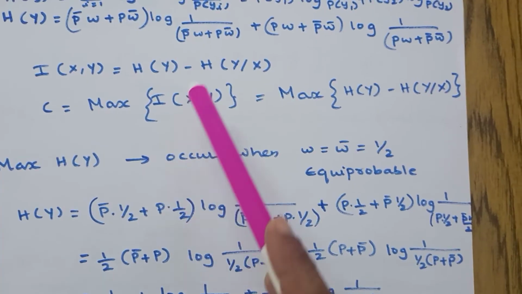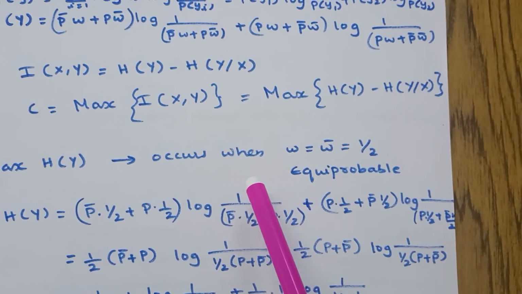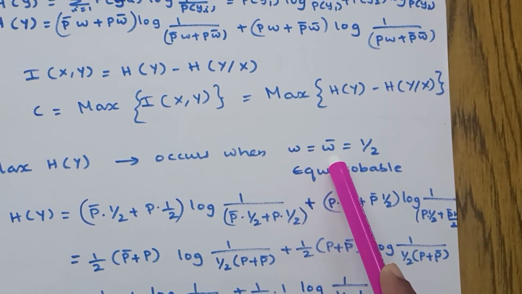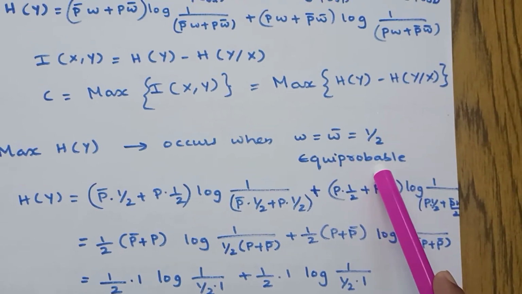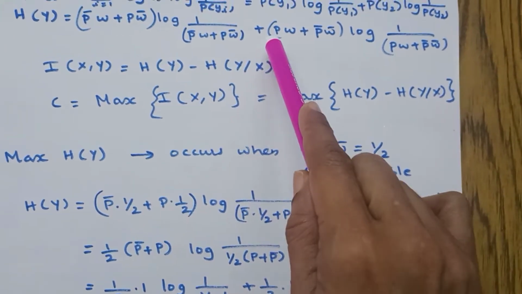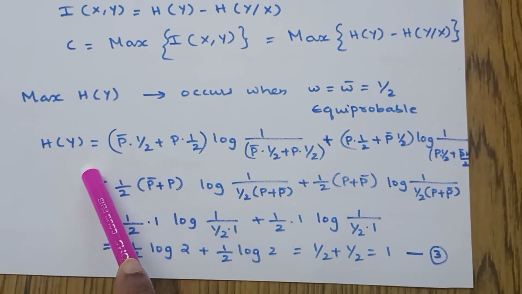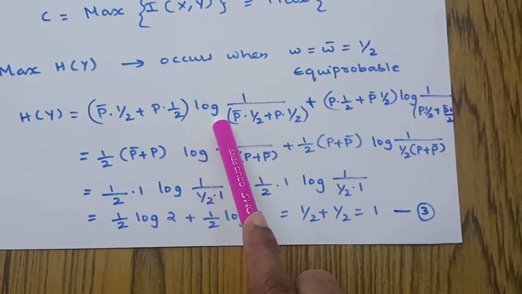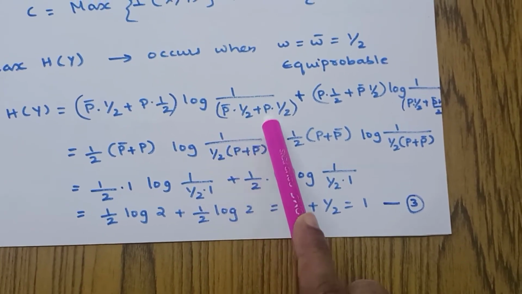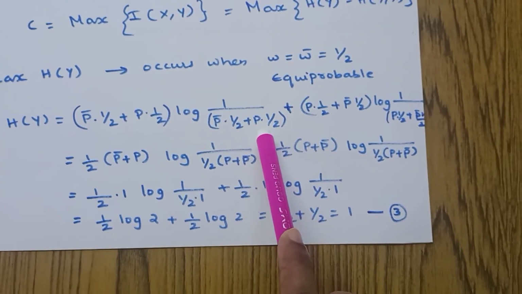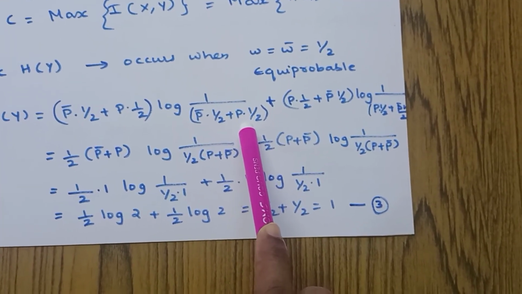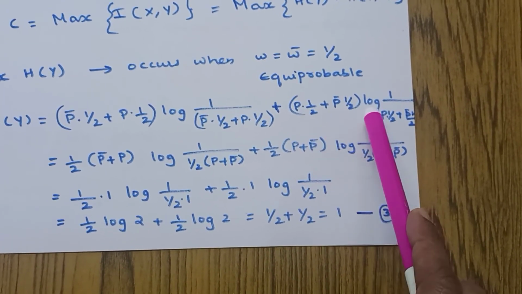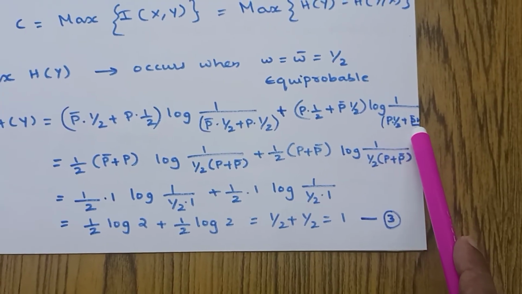Then when the source emits symbols as equiprobable events, W is equal to W bar is equal to half. Put this value in the above equation. Then H of y is equal to P bar into half plus P into half, log of 1 by P bar into half plus P into half, that is substituted W equal to half and W bar equal to half. Then plus P into half plus P bar into half, log 1 by P into half plus P bar into half.